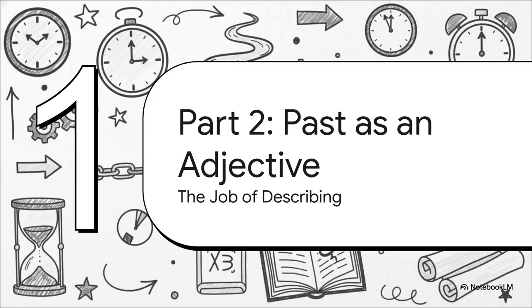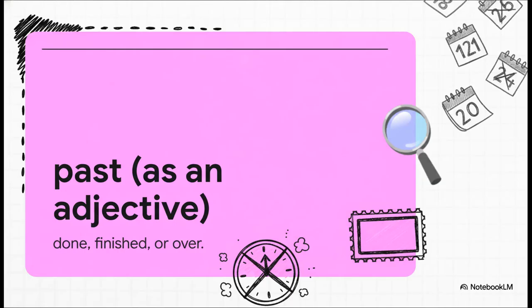All right, on to job number 2. This is where past switches gears and becomes an adjective. Its new mission? To describe other nouns, to give them a bit more detail. As an adjective, past basically means completed or finished. It's a signal that an event or a state of being has ended. It's kind of like putting a big stamp on something that just says, this is over.